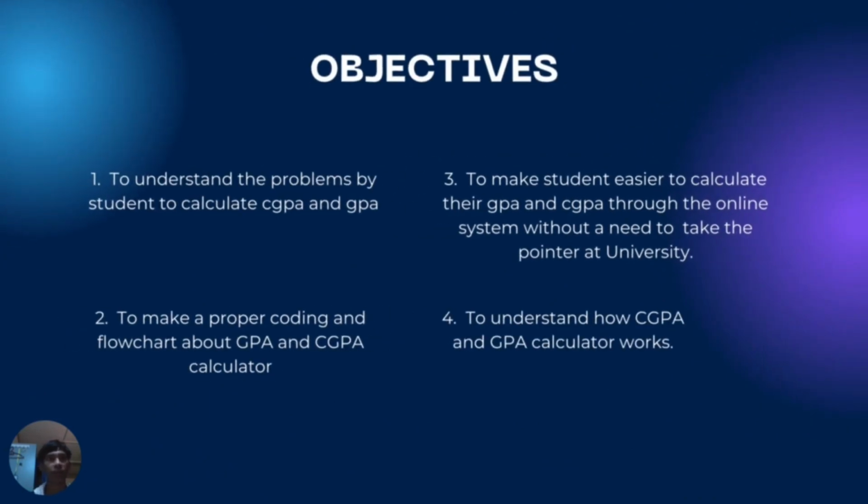Next is our objective. The objectives of this mini project are, first, to understand the program used by students to calculate CGPA and GPA. Secondly, to make proper coding and a flowchart for the GPA and CGPA calculator. Third, to make it easier for students to calculate their GPA and CGPA through an online system without needing to take the pointer at university. Last but not least, to understand how the CGPA and GPA calculator works.